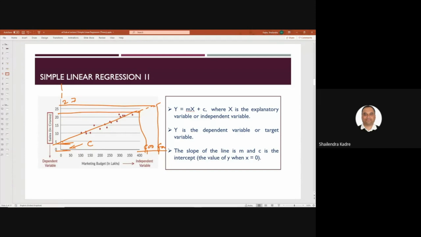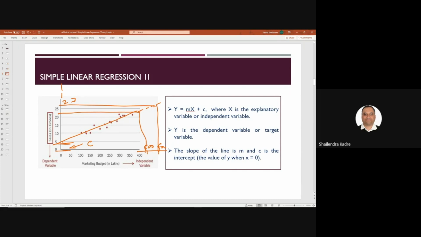But my company wanted to know how much our marketing revenue, our sales, will be if I spend 500 lakhs per month, and if I spend 600 lakhs per month. So easily I have given the projections with the help of this regression line.